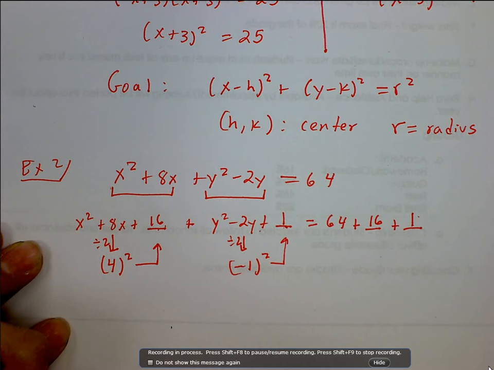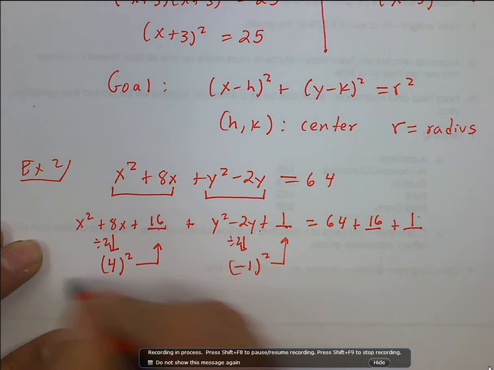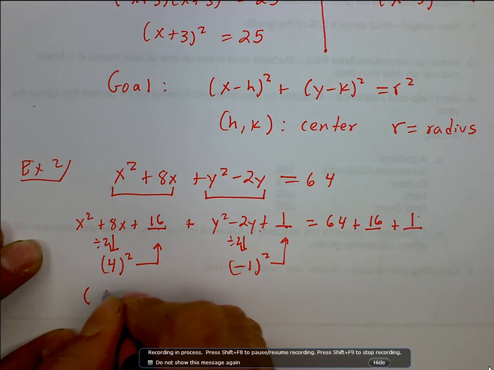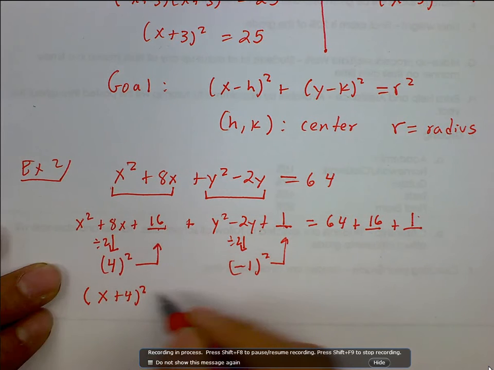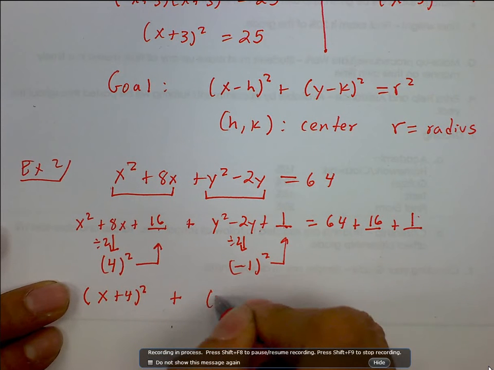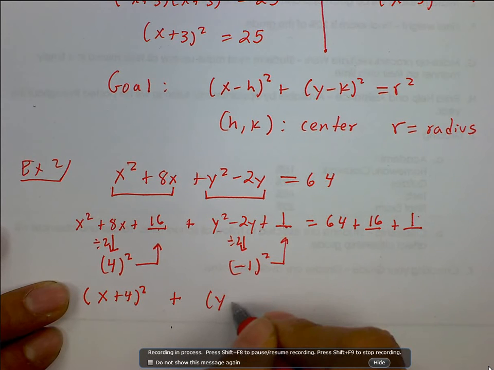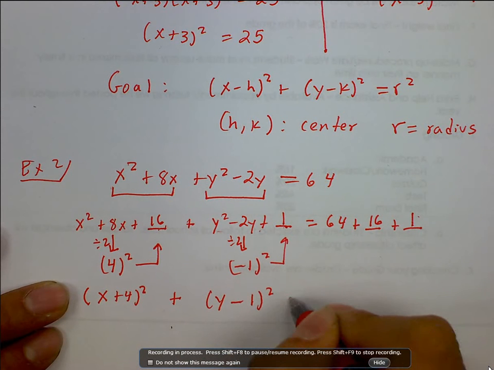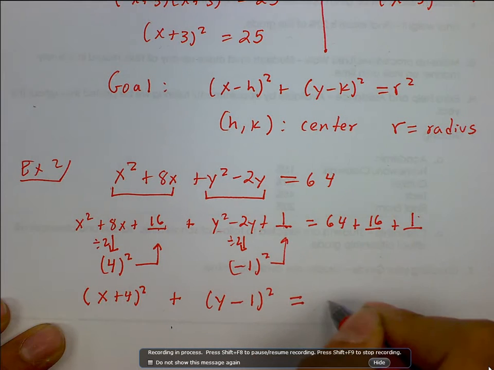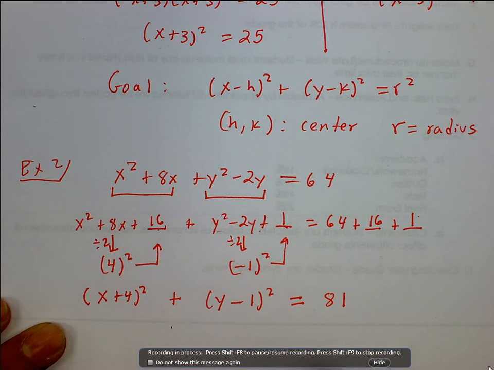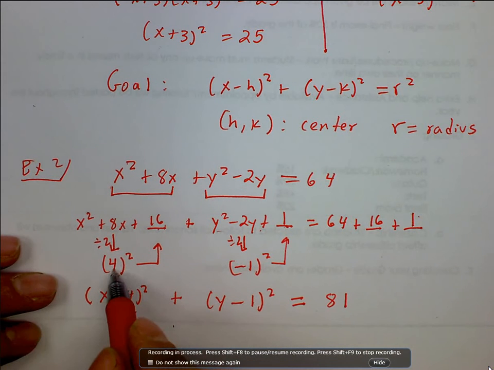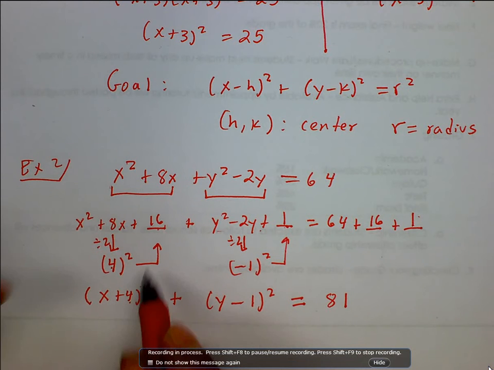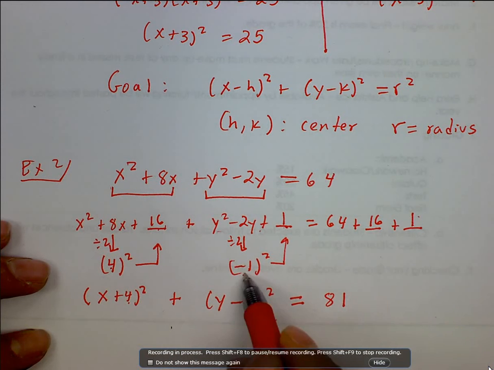Okay? So now this one is going to look like x plus 4 squared, once you factor this into a perfect square, and then plus y minus 1 squared, and that is equal to 81. Now, if you forgot how to factor but you follow the process, you can just look at this: if it's positive, you have a positive there, and that's a negative 1, so that negative 1 has to match with this.